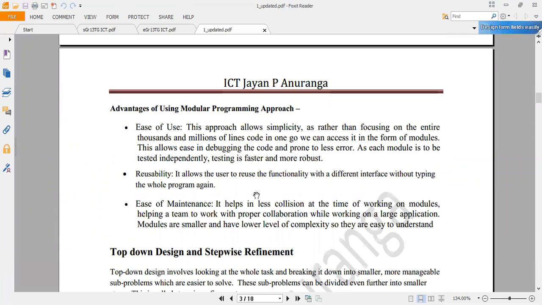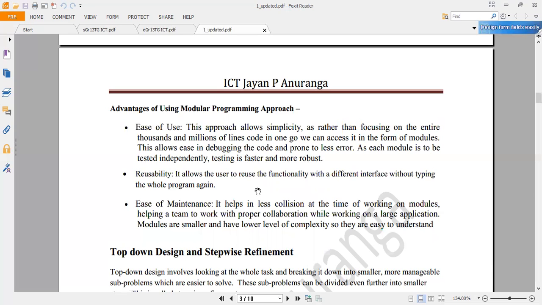Advantages of using the modular programming approach. Ease of use. This approach allows simplicity, as rather than focusing on thousands and millions of lines of code in one go, we can access it in the form of modules. This helps in debugging the code and is prone to fewer errors, as each module can be tested independently. Testing is fast and more robust.